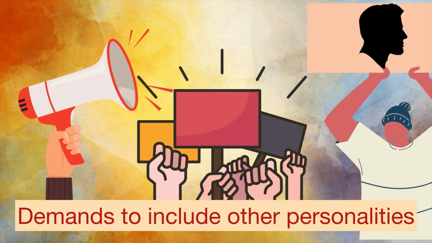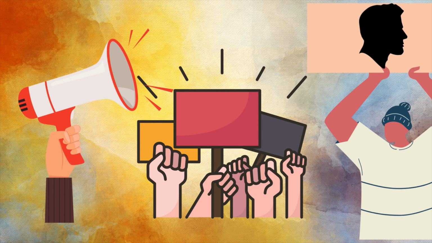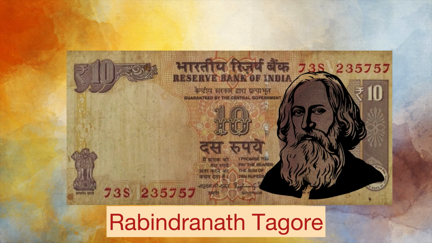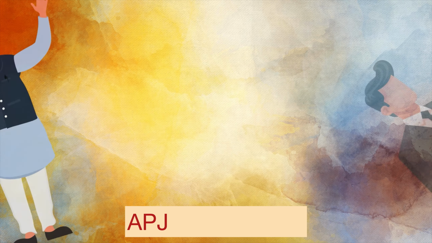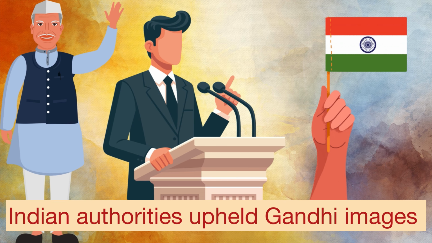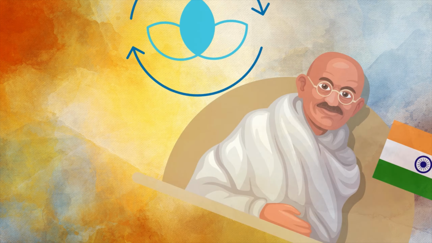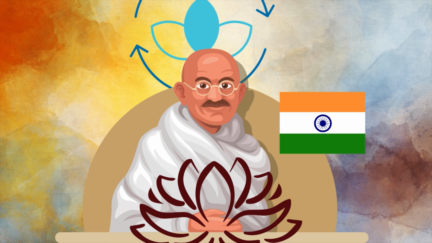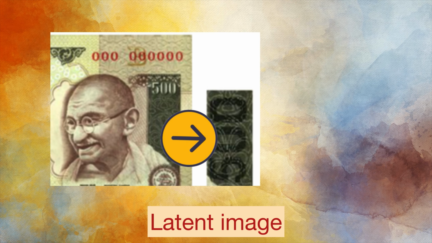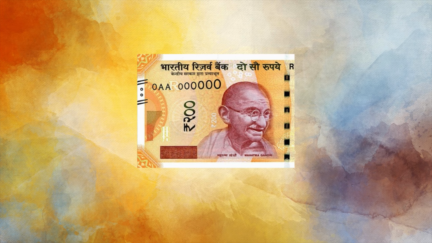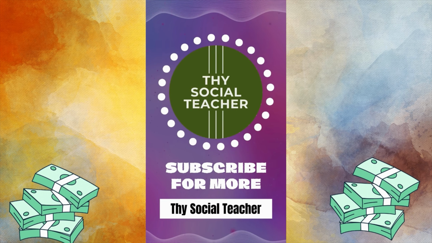Over the years, there have been demands for inclusion of other personalities like Nobel laureate Rabindranath Tagore and former President APJ Abdul Kalam. However, Indian authorities have upheld Gandhi's representation, considering him the most fitting embodiment of Indian ethos. Our currency notes now have a watermark, a windowed security thread, latent image and intaglio features for the visually handicapped.